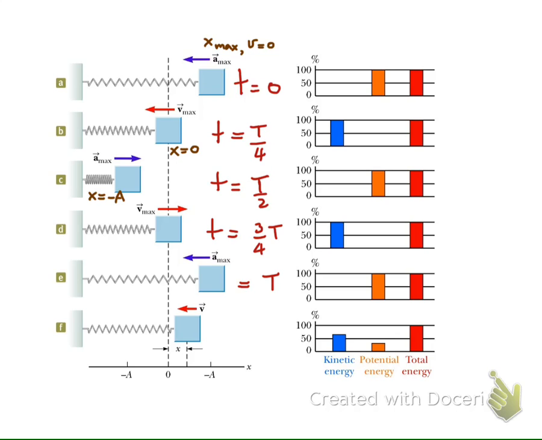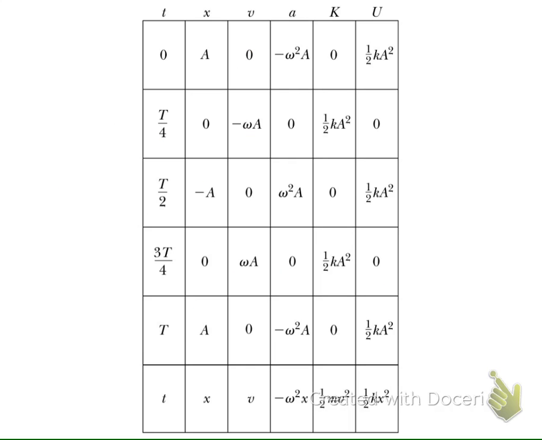Okay, so if we look at the table again, you can see that at the 1/4 of the period, the object is at the equilibrium point. The velocity is maximum but points to the left, to the negative direction. The acceleration is 0, the kinetic energy is maximum, and the potential energy is 0.